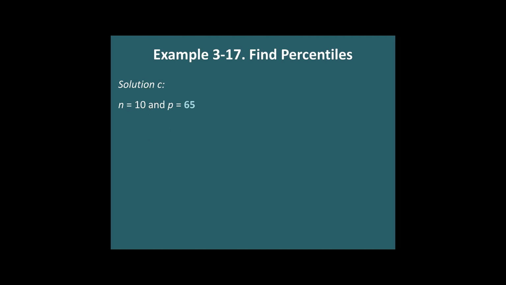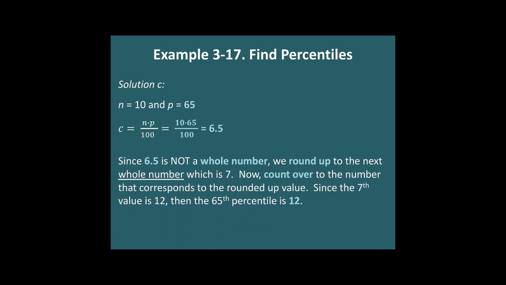The solution for C, where the percentile now is 65, plugging in the values, we end up with 6.5. Now this time, since 6.5 is not a whole number, we must round up to the next whole number, which is 7. Now, count over to the number that corresponds to the rounded up value. Since the 7th position, or 7th value, is 12, then the 65th percentile is 12.